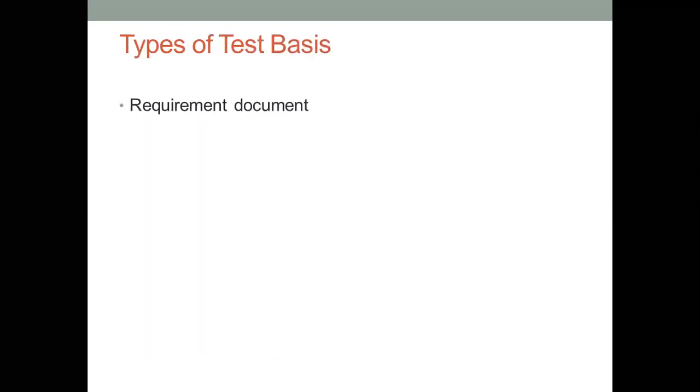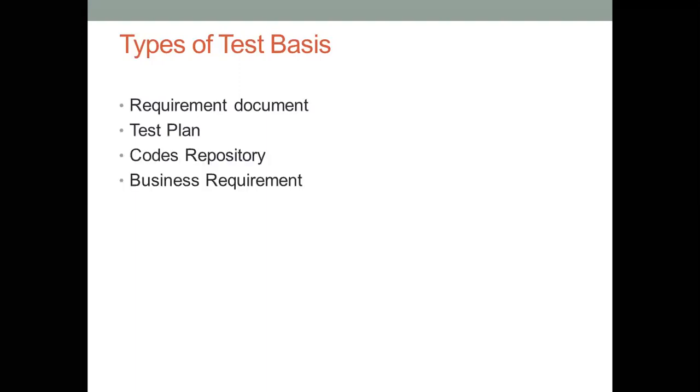Then we have seen types of test basis. So these are the four test basis. First is the requirement document. Second is the test plan. Third is the code repository. And last is the business requirement.